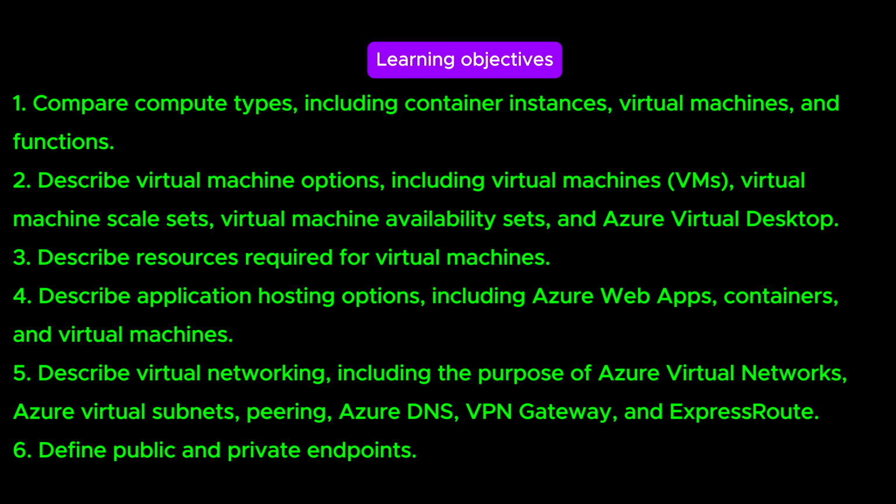Azure DNS, the domain name system. What is DNS? VPN, virtual private network gateway: it's how to communicate with a virtual private network. Azure Cloud provides a gateway with which we communicate with that VPN. We also have ExpressRoute, and we will look into what ExpressRoute is as well. The last objective is to define public and private endpoints so that we can configure our network with public and private endpoints as well. So let's start one by one.